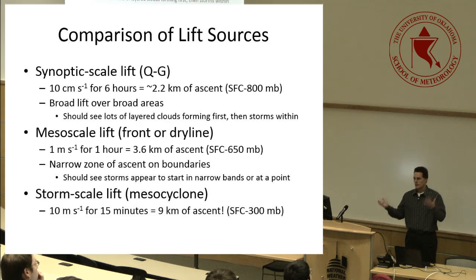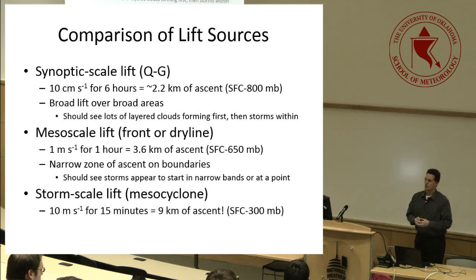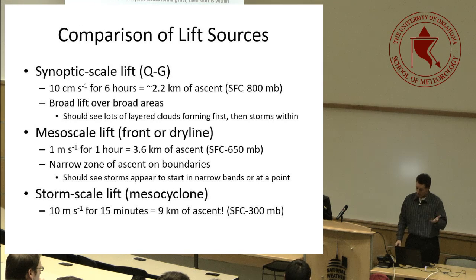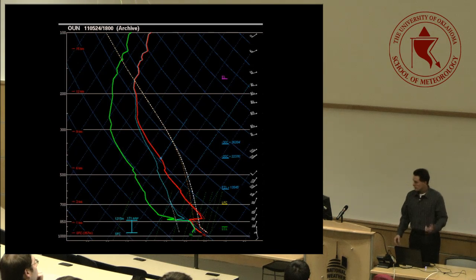And of course, we can't leave out the supercell mesocyclone process. 10 meters per second is on the low side for some of the strong storms. 15 minutes at 10 meters per second, you've ascended 9 kilometers, so you're all the way up to near 300 millibars. It does not take long when you're talking about something on the scale of a thunderstorm updraft to process the parcels. And of course, the cores of these updrafts are much stronger, can be an order of magnitude stronger than that. All right, we're going to look at an example with storm initiation.